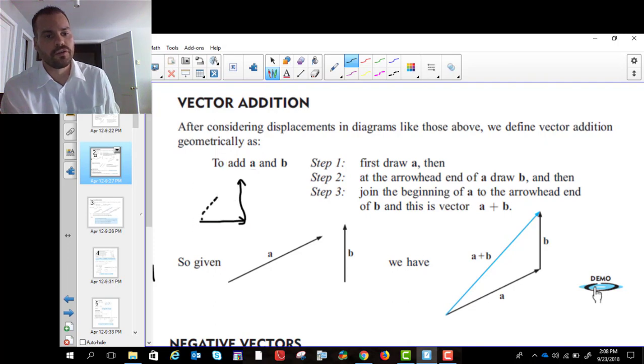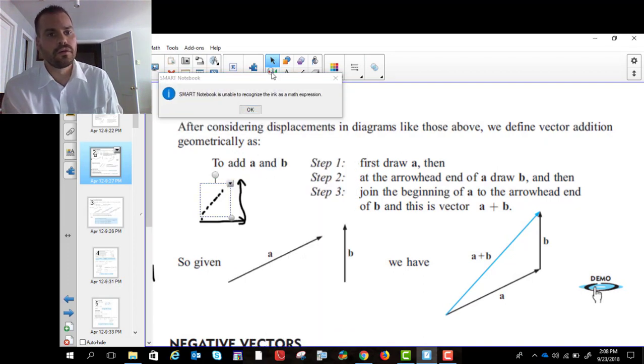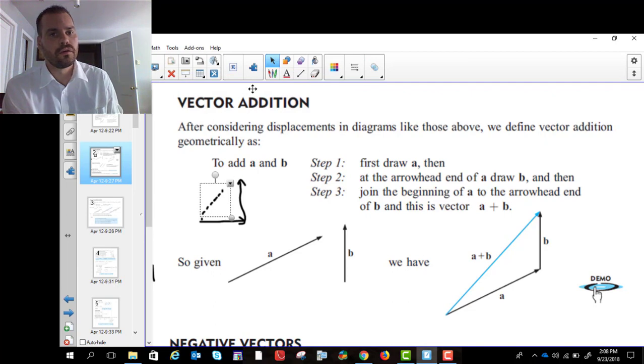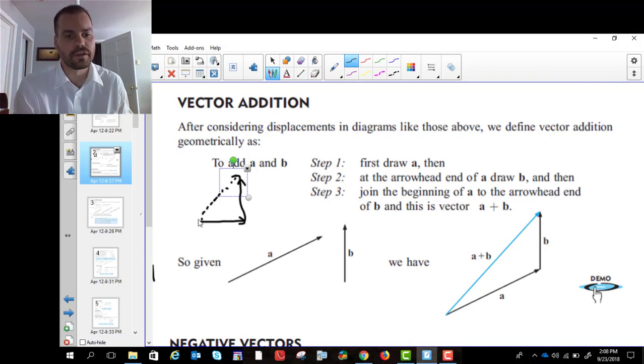So you kind of draw the displacement in there. Things are going a little crazy here this afternoon. There we go. So you remember drawing diagrams like that, hopefully.